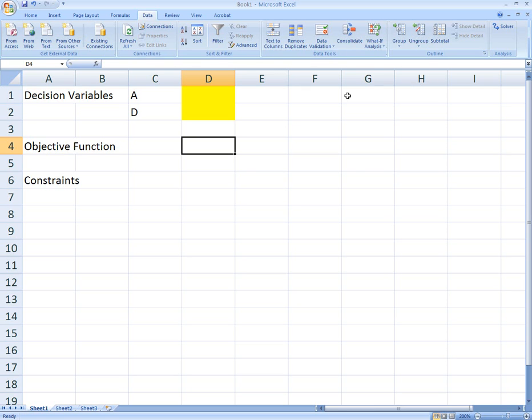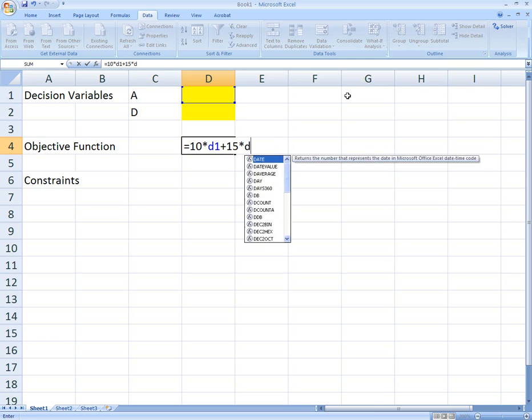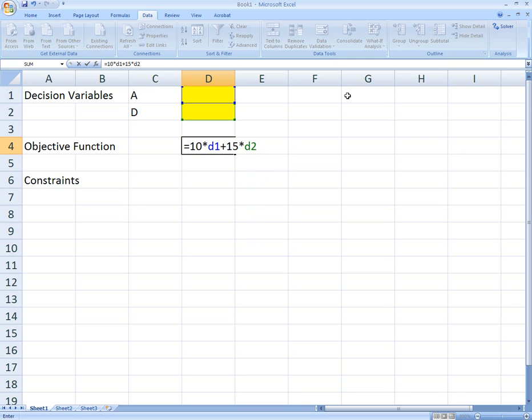So I can write an objective function here that says that my profit equals 10 times D1 plus 15 times D2. So if we look at that formula, 10 times D1 is the amount of money I'll make from my athletic shoes, and 15 times D2 is the amount of money I'll make from my dress shoes, and you add them together and I get my total profit.